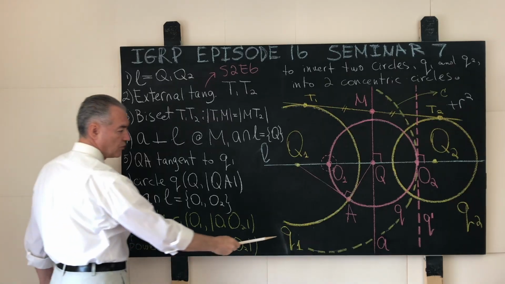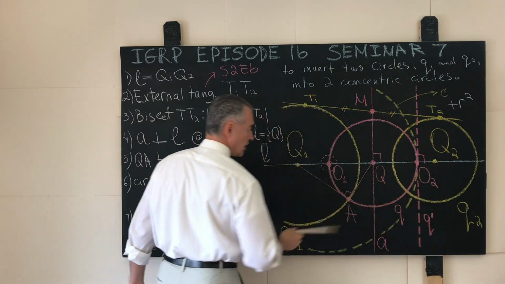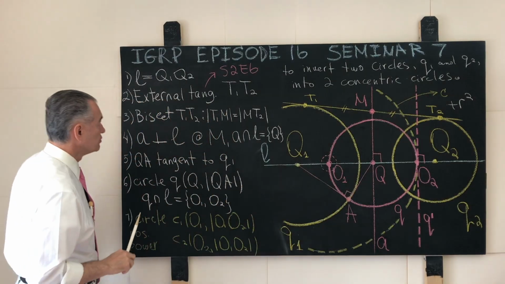where the points Q1 and Q2 are the centers of the input circles Q1 and Q2. That can be done with Euclidean tools alone.